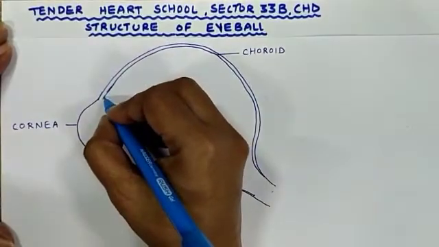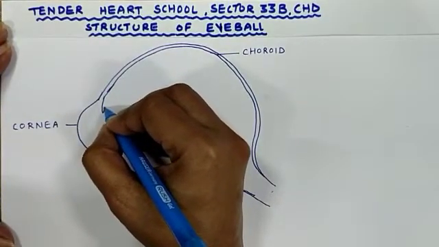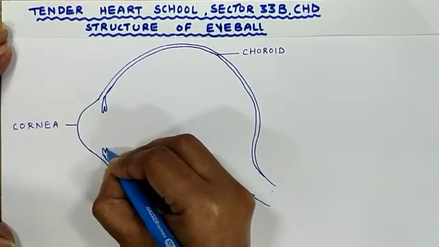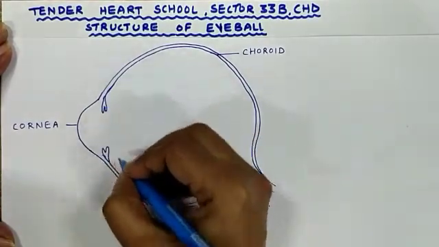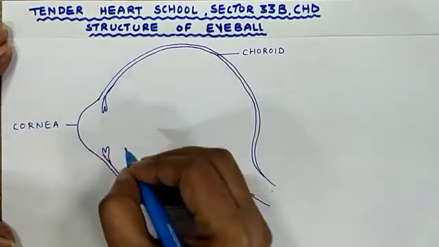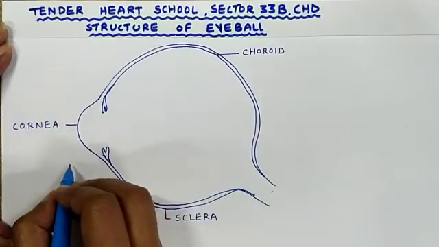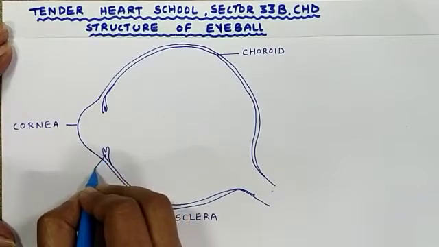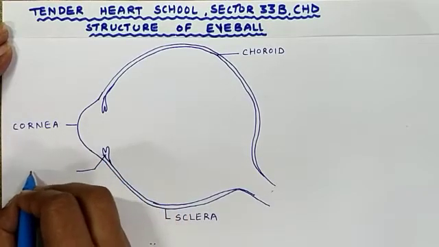Choroid in the front is a little expanded to form the ciliary body. In the front region, the choroid layer is expanded to form the ciliary body. So this is your ciliary body, or we can call it ciliary muscles.